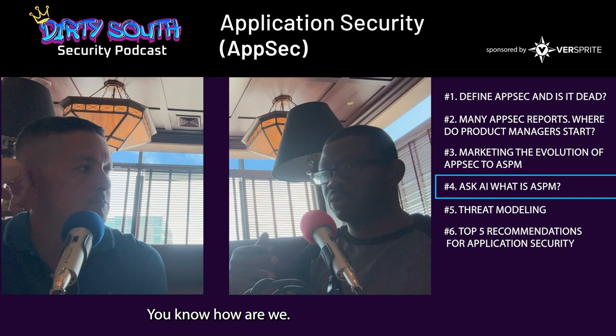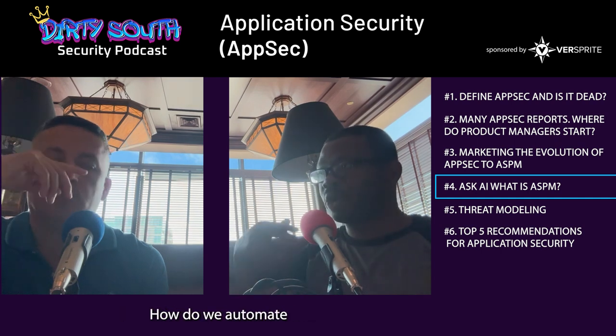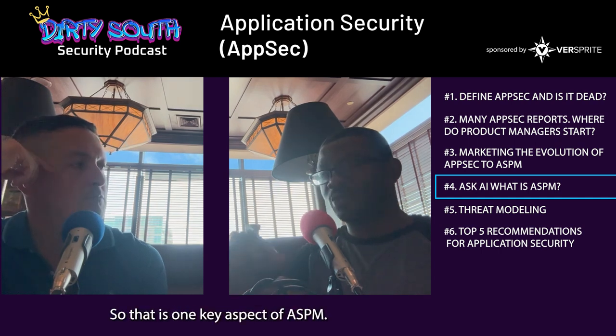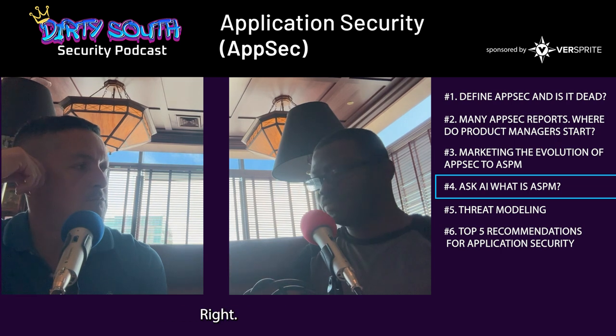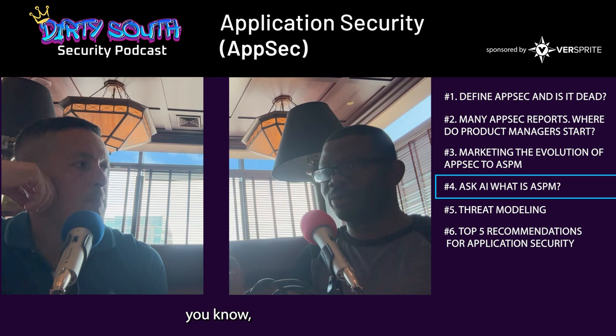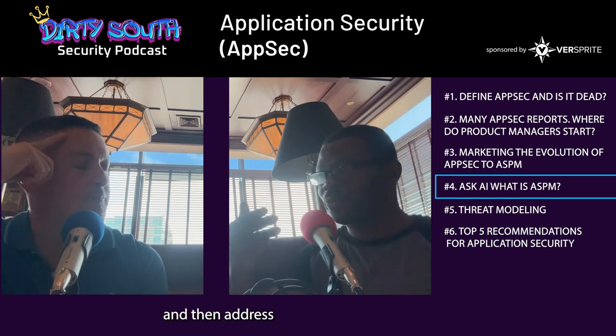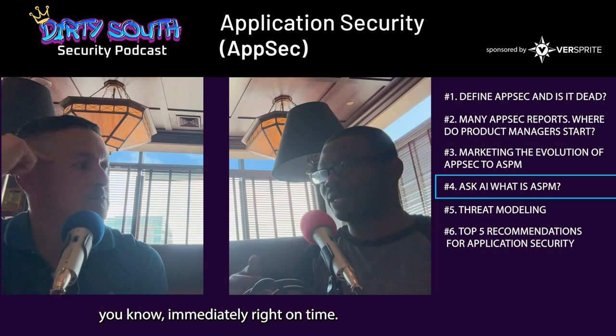How are we doing this? Do we have any vulnerabilities? How do we automate this whole process, right? So that is one key aspect of this ASPM, right? And the second one is risk prioritization. Being able to, if I have 1,000 vulnerabilities, how do I prioritize and then address the ones which need to be fixed immediately, right, on time?